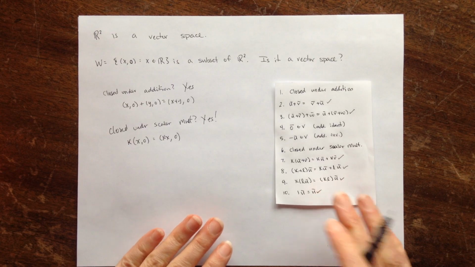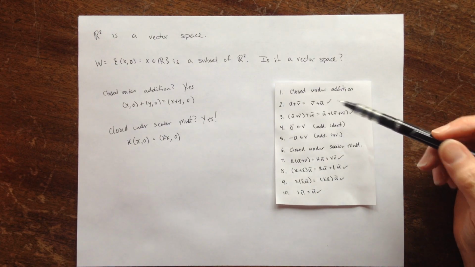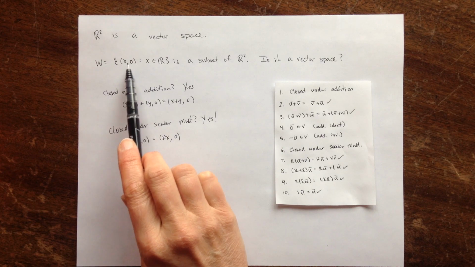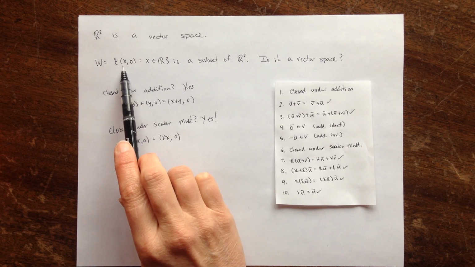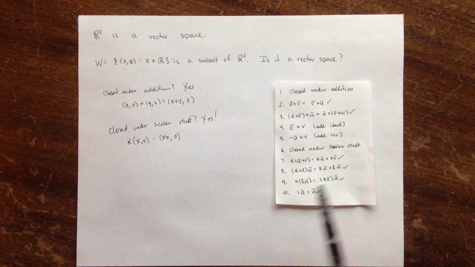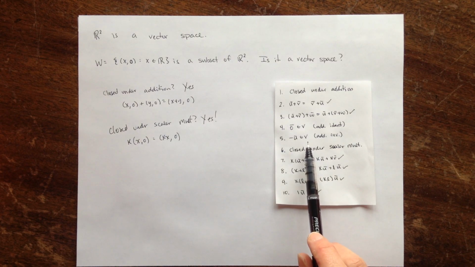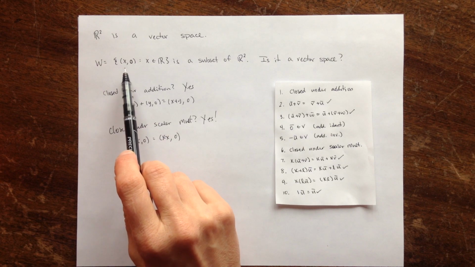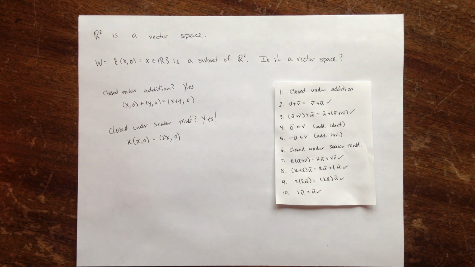So I would have to check that the 0 vector is in there, which it is because 0 is a real number, so 0, 0 satisfies this condition that just the second coordinate is 0. And I could check that the additive inverse of any vector in there is in there, and it is, because if you take some general vector, x, 0 in there, its additive inverse would be negative x, 0, and so that's satisfied.